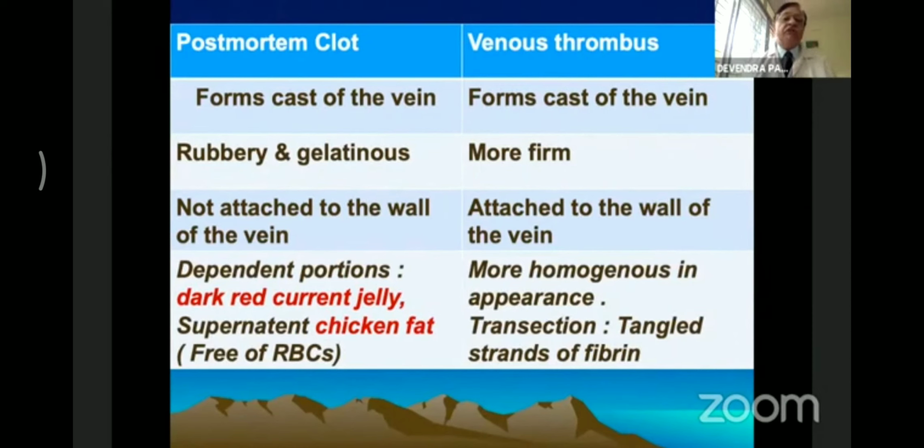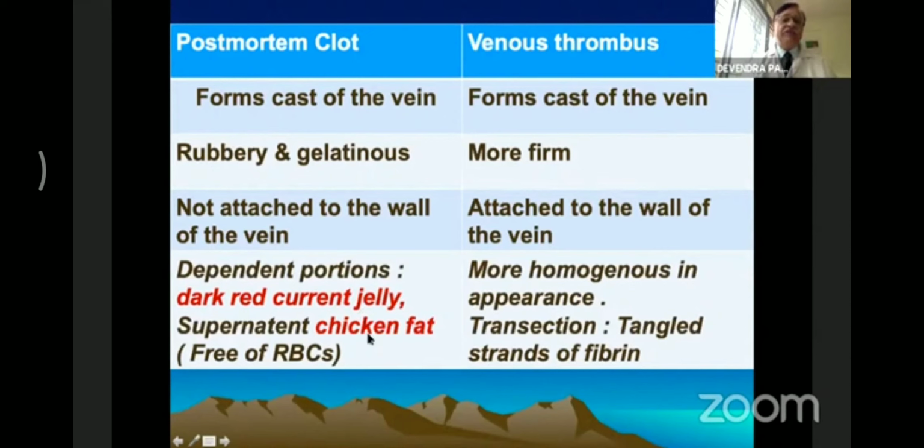The postmortem clot and the venous thrombus both form a cast of the veins, and both are rubbery and gelatinous. The venous thrombus is more firm, and the venous thrombus is attached to the wall, whereas the postmortem clot is not attached to the wall. These three criteria may not conclusively differentiate them. The conclusive differentiation is the dark red currant jelly and chicken fat.